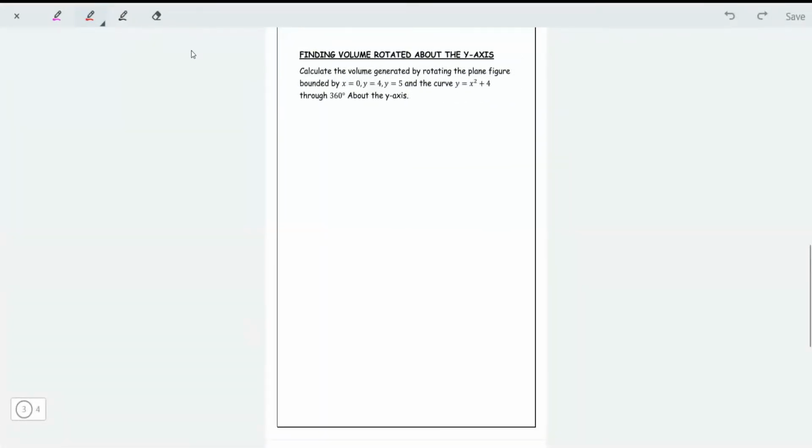So now we're looking at finding the volume around the y-axis. To find the volume around the y-axis is a simple formula. Volume around the y-axis, I like to call it Vy, is equal to pi times the integral from a to b of x squared dy. That's how you find volume around the y-axis.